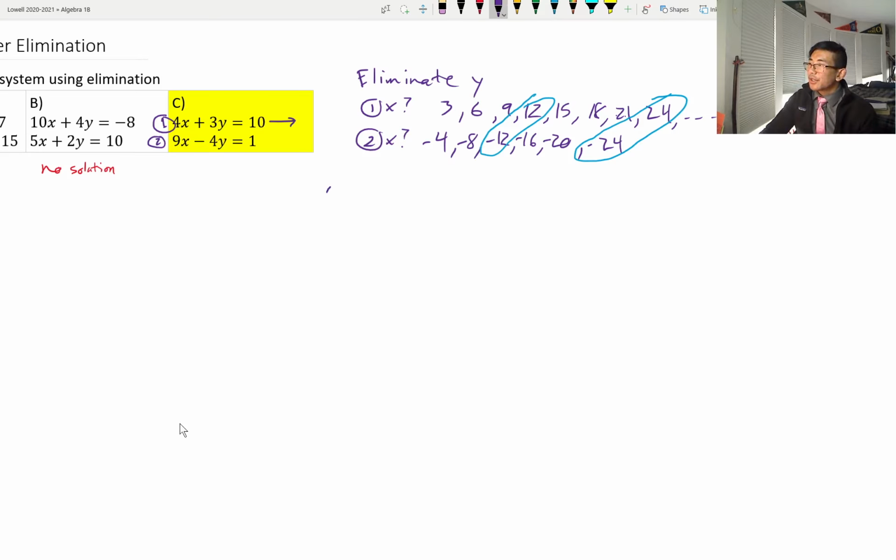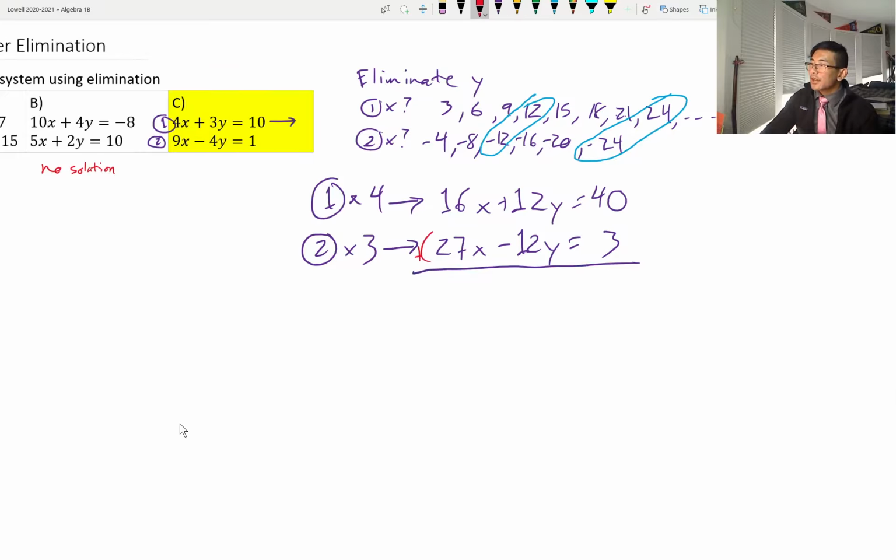Now, be careful here. Okay, so I have 12y and negative 12y, so if I want to combine these, at least as is, I'm going to add them. So now I will add the left side to that and the right side to that, and let's see what happens. So 16 plus 27 is going to be 43. 12 and negative 12 when I add them will be 0. 40 plus 3 is 43. And look at that, we could divide by 43 and get x is equal to 1.